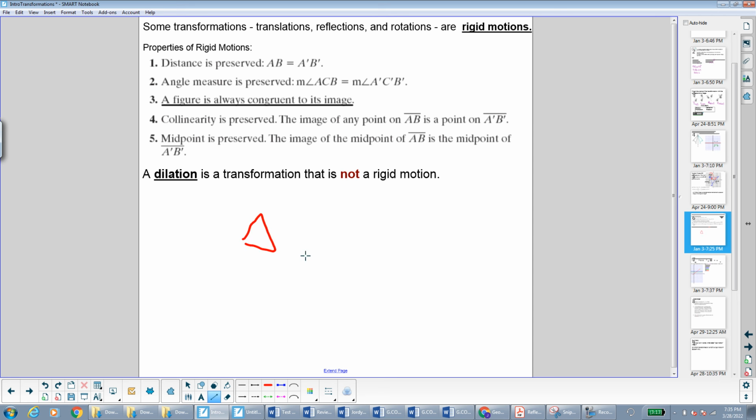So if this is our pre-image, the dilation, the image could be bigger. If this is our pre-image, the dilated figure or the image could be smaller. So a dilation does not produce an image that's exactly congruent or exactly the same as the pre-image.